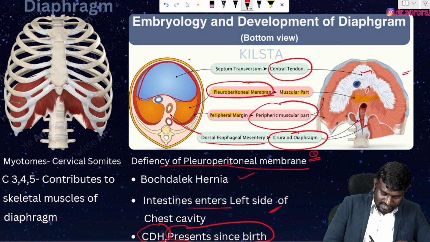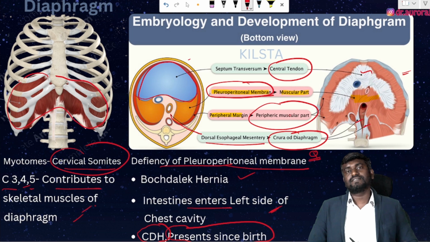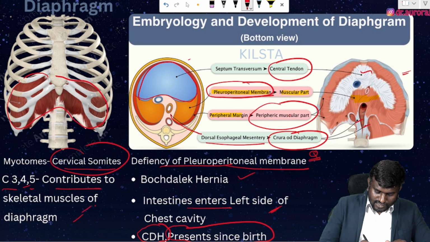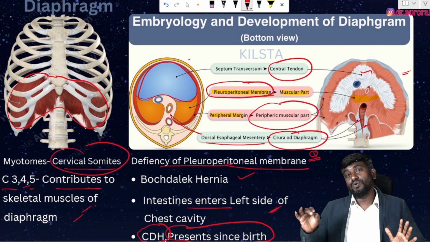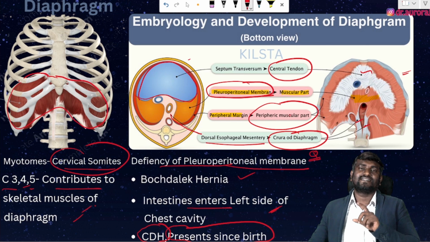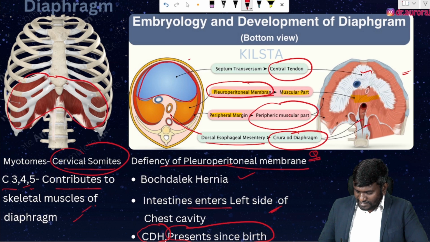Now, this structure here, this is going to be our diaphragm. Very good. Now, the cervical myotomes, C3, 4 and 5, contribute to the skeletal muscles of the diaphragm. Yes. So carefully you are going to study the embryology and you are going to remember the CDH, which is congenital diaphragmatic hernia, presenting since birth.